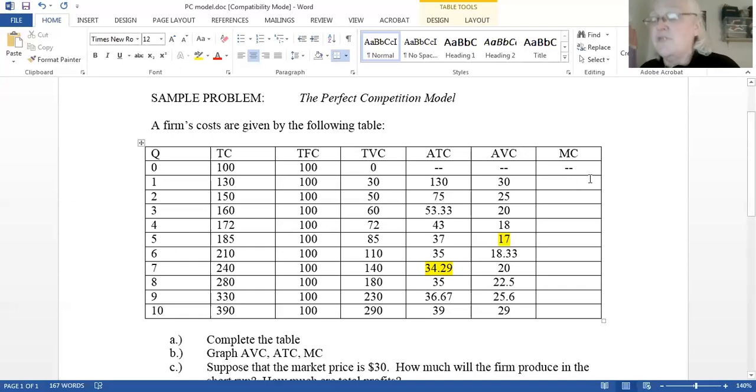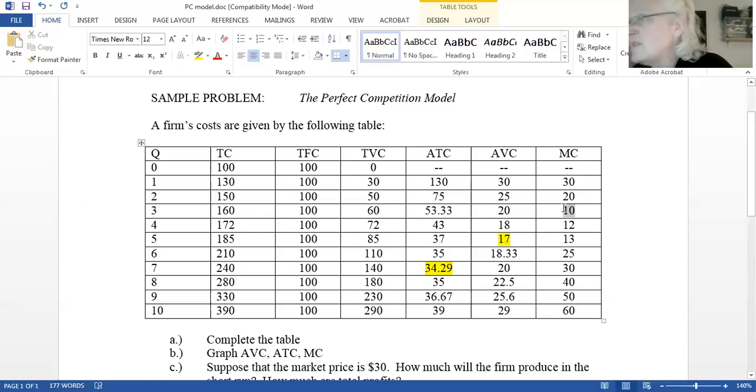The first one from 100 to 130, that's going to be 30. Notice the AVC and the MC in the first round are in fact the same. Okay. The second one, oops, what did I do there? I clicked something. From 130 to 150, that's an increase of 20. From 150 to 160, that's a 10. 160 to 172, 172 to 185, 185 to 210. 210 to 240 is 30, and then 30, and then 40, and then 280 to 330 is 50, and then 60. So you can see the MC falls to 10, and then it rises significantly after that, okay?